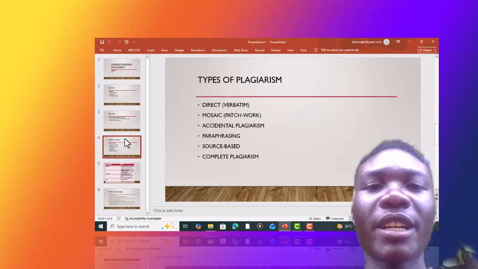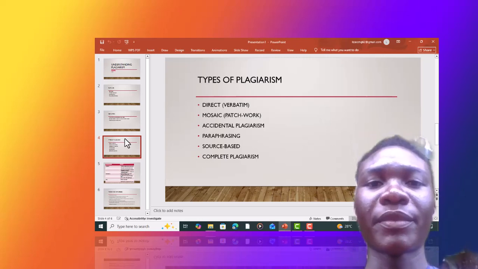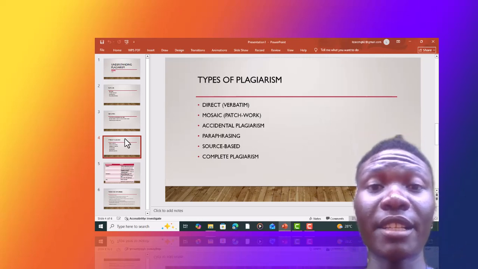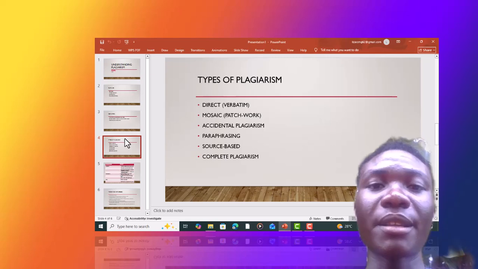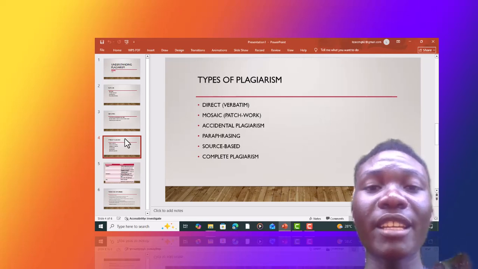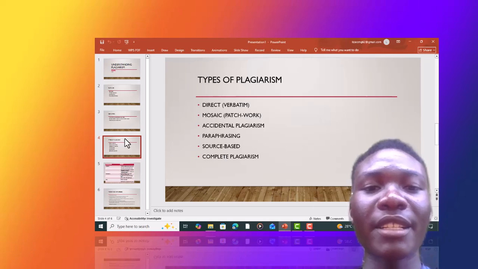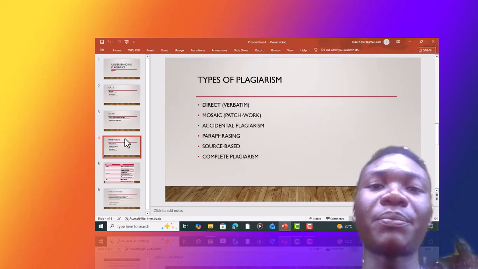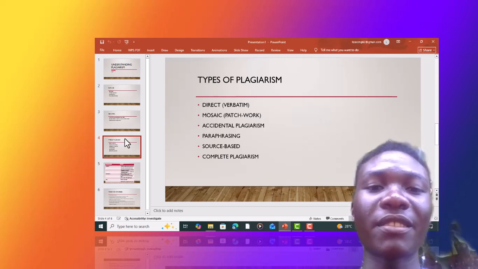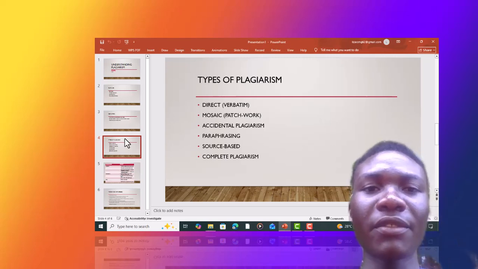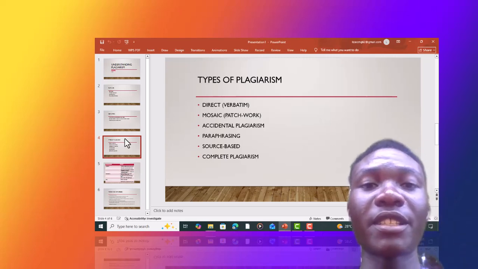Now, we shall also look at the types of plagiarism and their definitions. Under the types of plagiarism, we have the direct or verbatim plagiarism, mosaic plagiarism, accidental plagiarism, paraphrasing, source-based, and then complete plagiarism. So we shall look at each and every one of them with their definition.